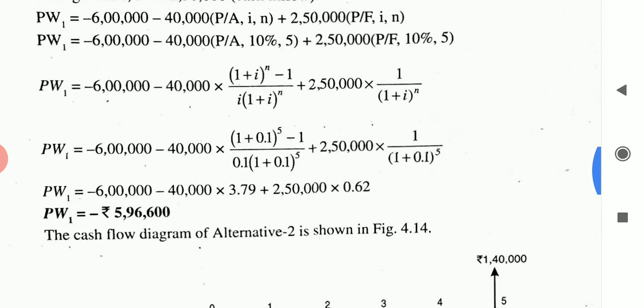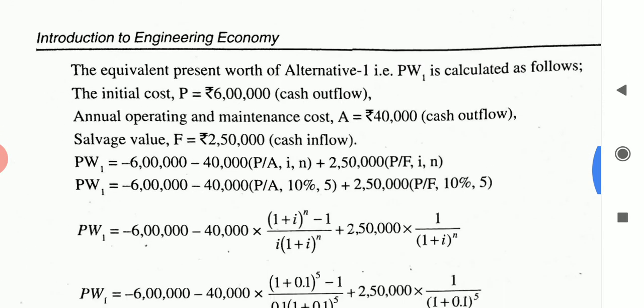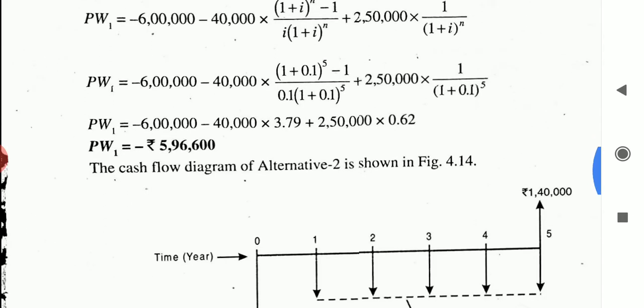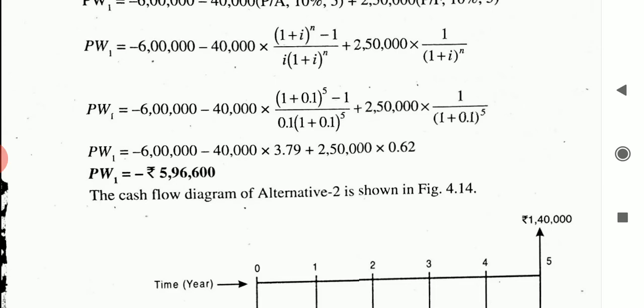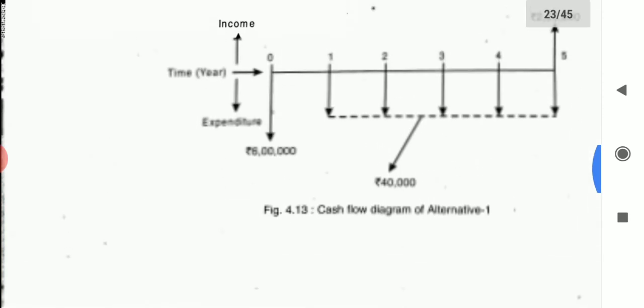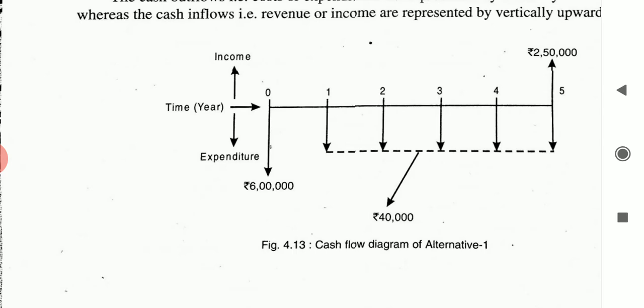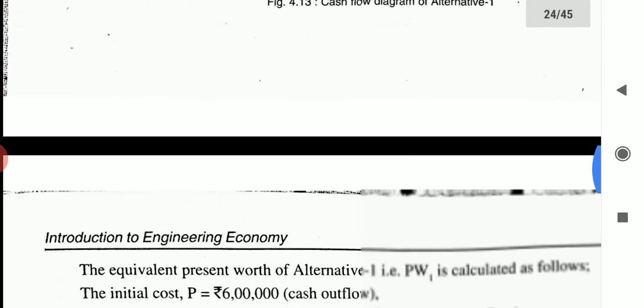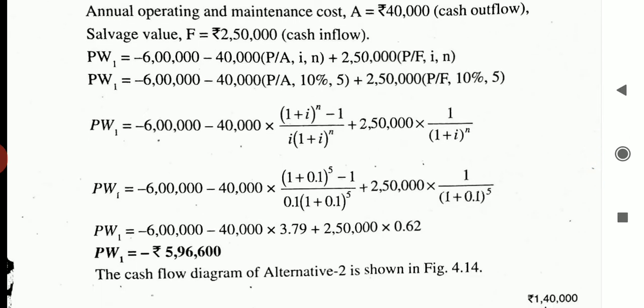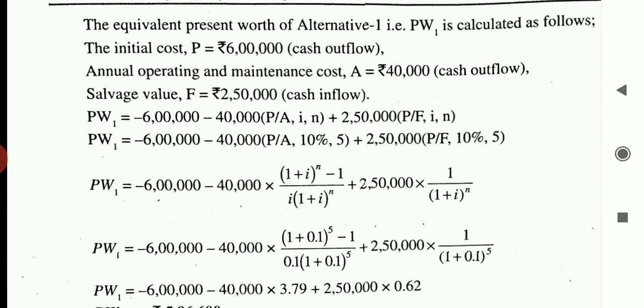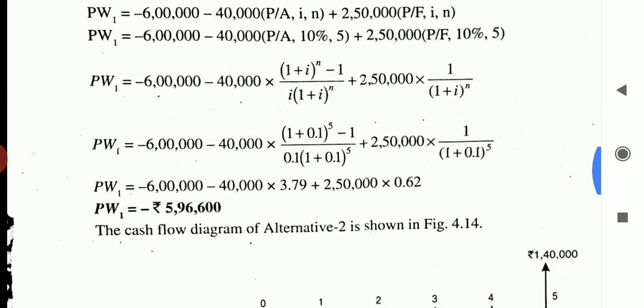Okay, then we already know n is 5 years, and for the alternatives we will get the present worth. For alternative 1, why did they take negative values? See here, it is outward, the cash outflows, that is nothing but negative. 6 lakh is negative and 40,000 is also negative. And see here, 2,50,000 is a future year cash, it will be an inflow, that is nothing but positive.